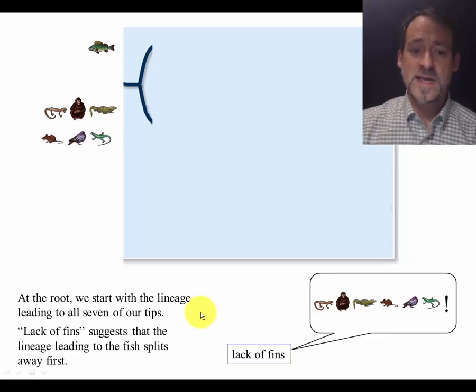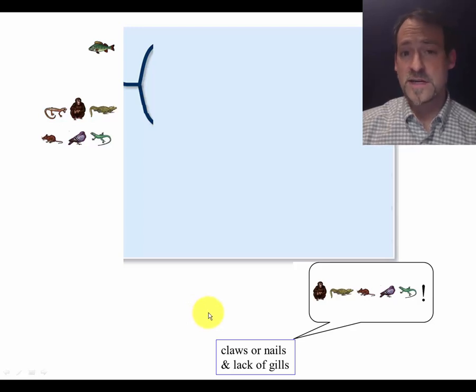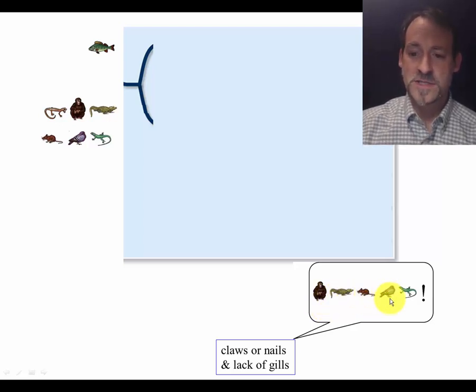Okay, our next character, the next largest clade that our characters are telling us about, is claws or nails. Lack of gills, by the way, is telling us about the same clade. It says that the chimpanzee, the crocodile, the mouse, the pigeon, and the lizard all belong together in a clade. Okay, so we look at that. Oh, okay, the salamander isn't part of either of those.